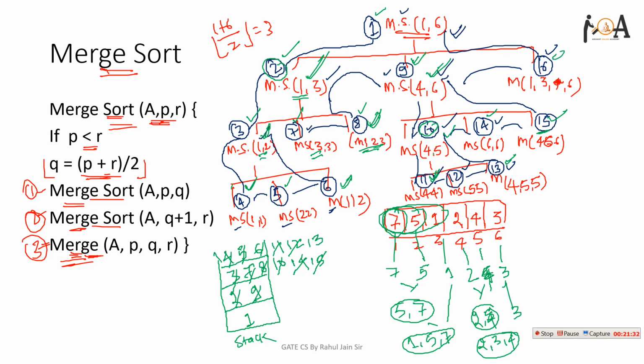After that function 16 will be executed, and function 16 is merge 1 3 and 6. So I need to merge all these elements 1 5 7 and 2 3 4. So they will get compared with each other, and they will be arranged in the order 1 2 3 4 5 and 7. So function 16 gets executed, and finally the first function gets executed, and we will get the sequence 1 2 3 4 5 7.